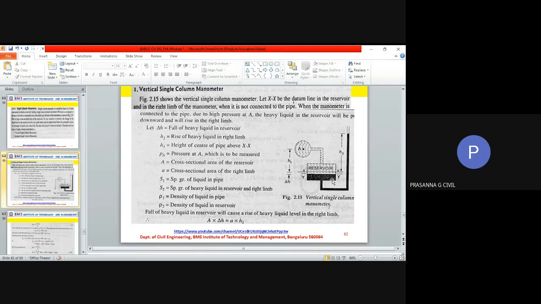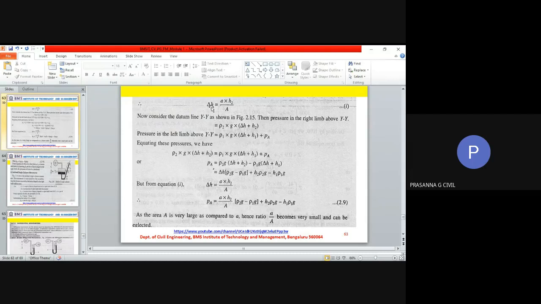So the area of cross section, capital A, into drop, small h. This becomes the volume of drop, cross-sectional area into height, same as small a into H2. So you have capital A into delta H is equal to small a into H2. Now we can rewrite this expression as delta H is small a into H2 divided by capital A, which is taken from here. Okay. Now consider the datum YY.